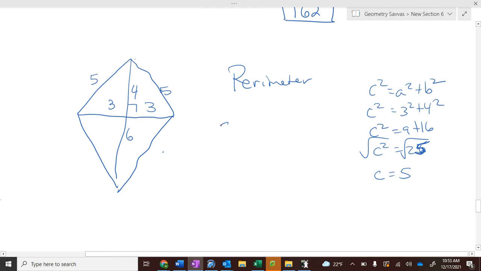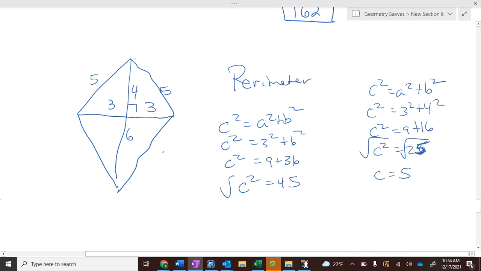Okay? So C squared equals A squared plus B squared. C squared equals 3 squared plus 6 squared. C squared equals 9 plus 36. C squared equals 45. Take the square root. C equals 6.7. So 6.7 plus 6.7 is 13.4, plus 10 is 23.4.